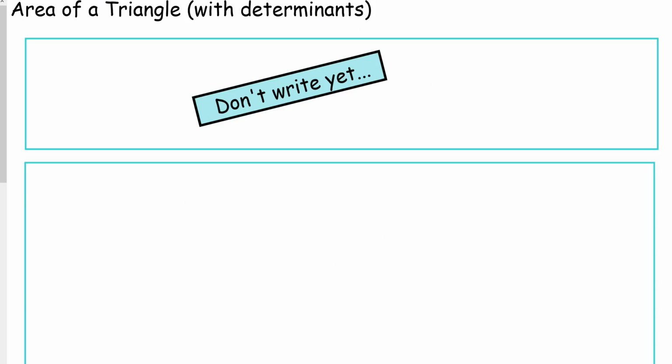Okay, so here is one of the applications of determinants. And please don't write what you're about to see. I'm going to show you the proof. I know you miss proofs from geometry, so every once in a while I'm going to throw in a proof. So please don't write the proof. You'll just write the conclusion when we get to the end.